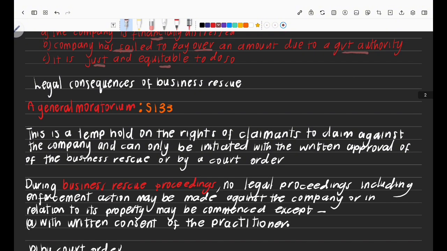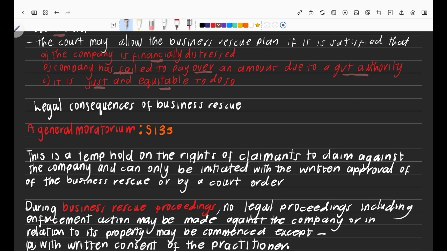Okay, so we are saying Section 128 defines. The reason why I keep on saying the sections is so that you guys remember in the test. Section 128 defines. Section 129 tells us how it can be initiated, and we said it can be initiated by a board resolution. Section 130 tells us an affected person can set it aside. Section 131 tells us it can be brought by a court order.